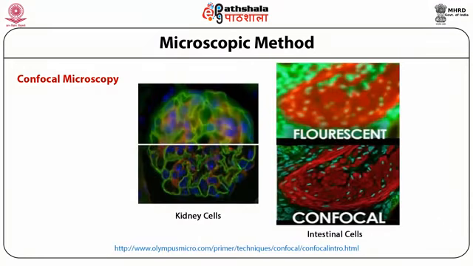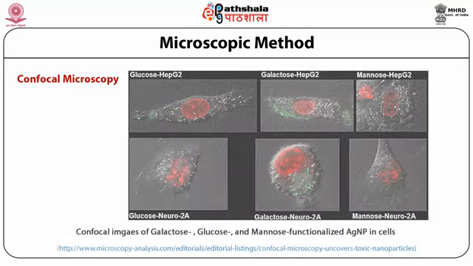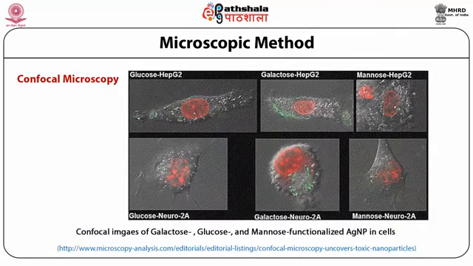So here is shown a difference between the resolution of a fluorescent microscope and a confocal microscope. The kidney cells are much better resolved with confocal microscopy, shown below, and similarly for intestinal cells, the confocal image is much improved in comparison to the fluorescent image. This is another example of confocal microscopy, in which we are seeing the confocal images of galactose, glucose and mannose functionalized silver nanoparticles in the cells, which are shown in red.